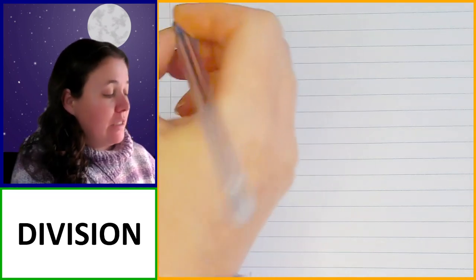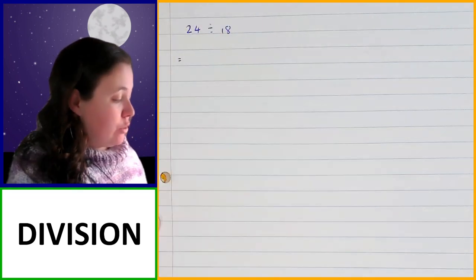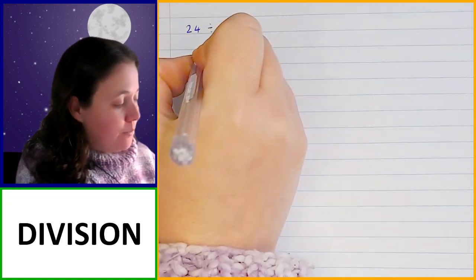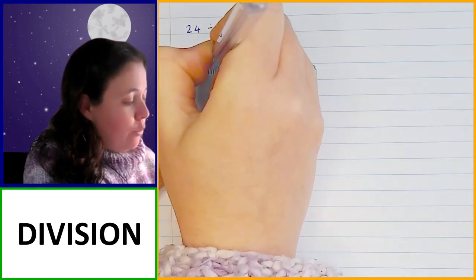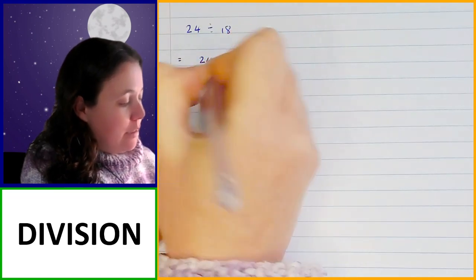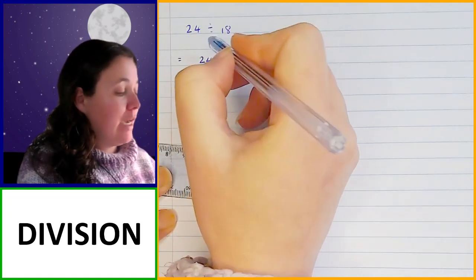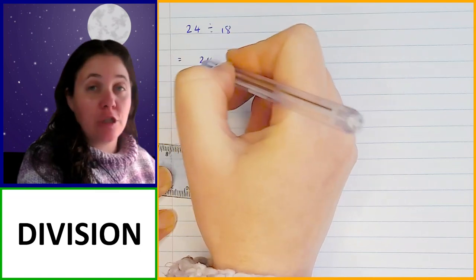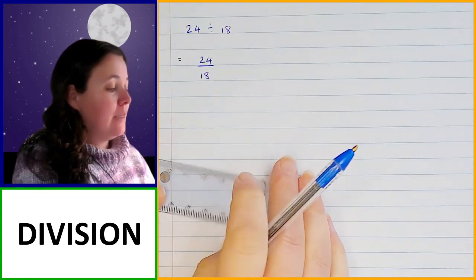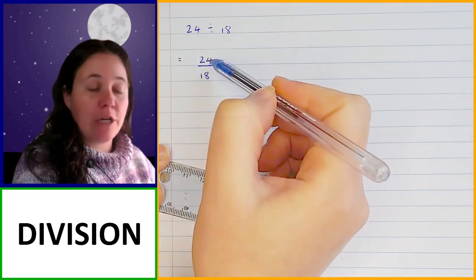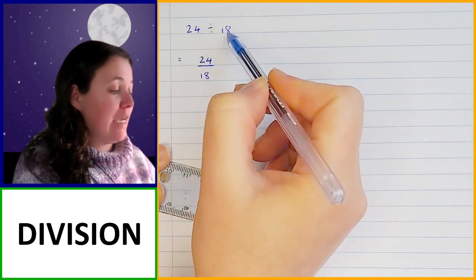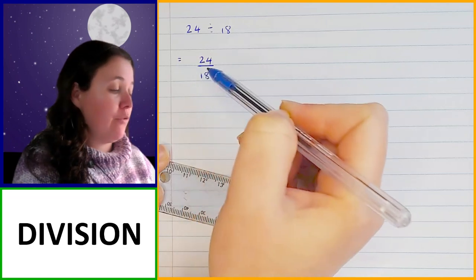Another way of writing this would be to write it as a fraction. So we have something like 24 over 18, where our fraction line is the same as our divide sign. So division and fractions work together. They go hand in hand. Anything that's before the divide sign is part of the numerator, which is the top of the fraction. Anything that's after the divide sign is part of the denominator, which is the bottom of the fraction.